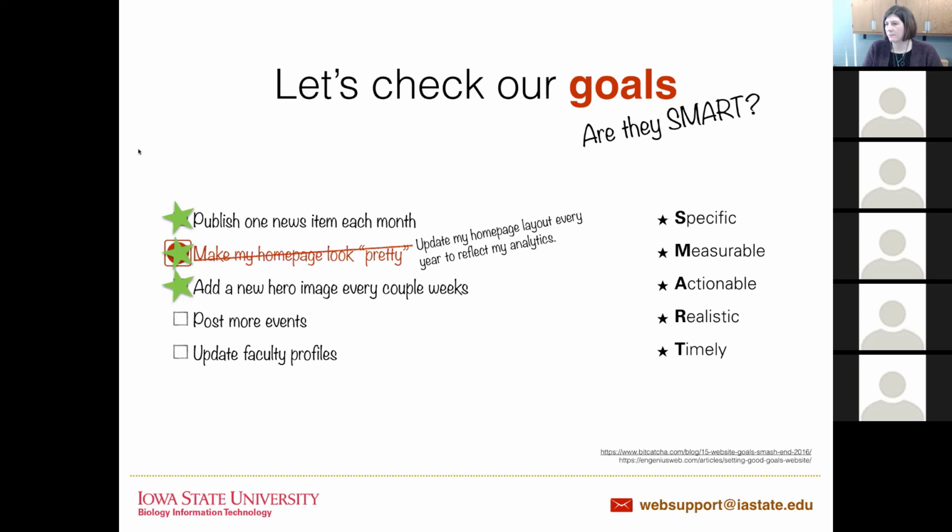Add a hero image every couple weeks. This is pretty good because we've looked at the first one already, and so we can tell that it's a specific goal. It is measurable. We can measure if we post a hero image every couple of weeks. It is actionable. There's an action. We know what we need to do. Find a new hero image and post it. It's realistic. Every couple weeks, sure, I could do that. And it's timely.